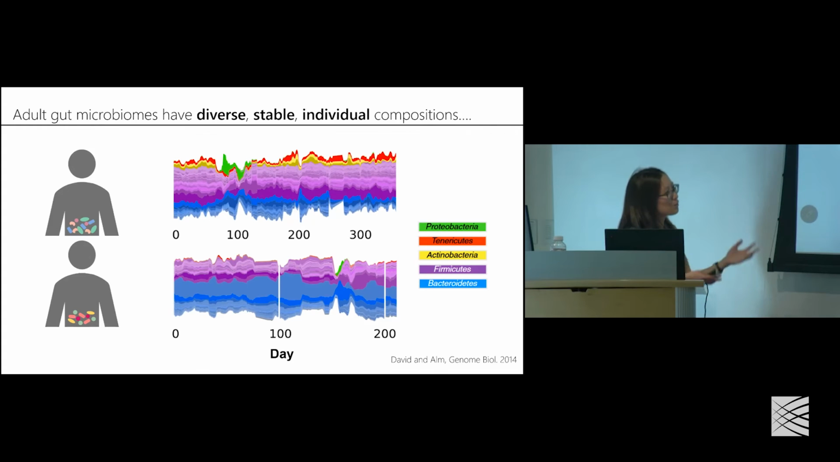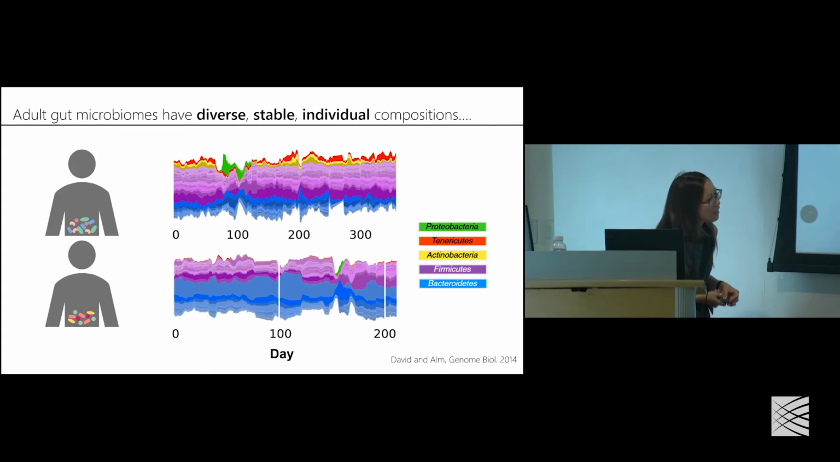And so what do I mean by an adult-like composition? Well, I think one of the best views of that comes from a study now almost 10 years ago from Eric Alm's lab. In this study, two adults sampled their gut microbiomes over the course of about a year. They took nearly daily samples.